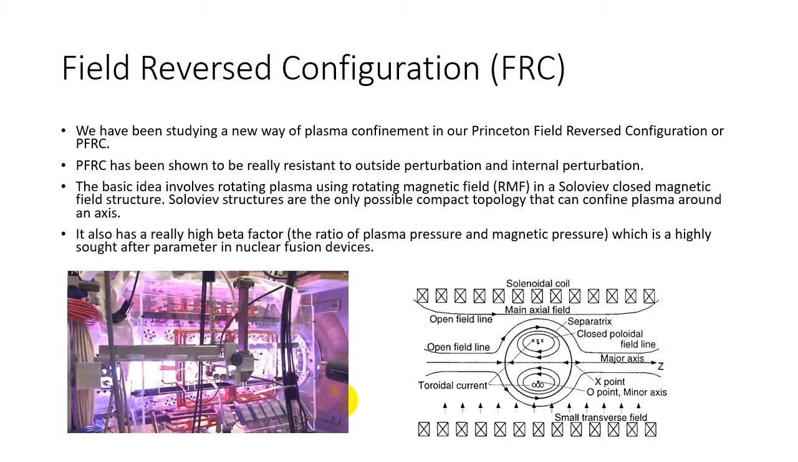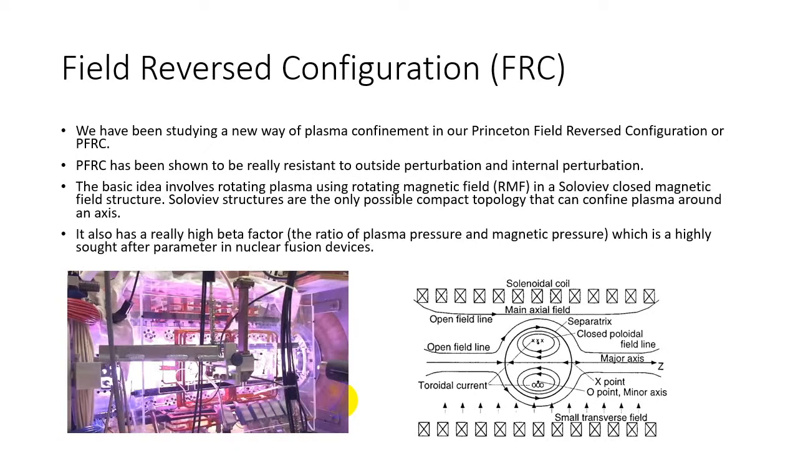We want to know the region that separates where the magnetic fields are closed and where the magnetic fields are open, right? As you can see, these magnetic fields are open here, and these ones are closed. So the plasma is basically going to rotate out of plane and into plane, right? Let's go to the second slide.